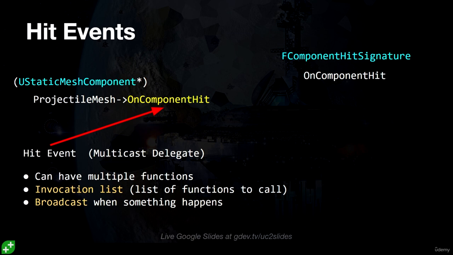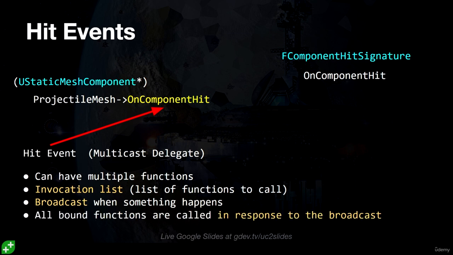So in the event that our projectile mesh hits something, then the delegate will broadcast to all classes that have a function bound to this delegate. As soon as that broadcast is sent, then all of these bound functions are called in response to the broadcast. This is a very powerful feature of Unreal Engine.